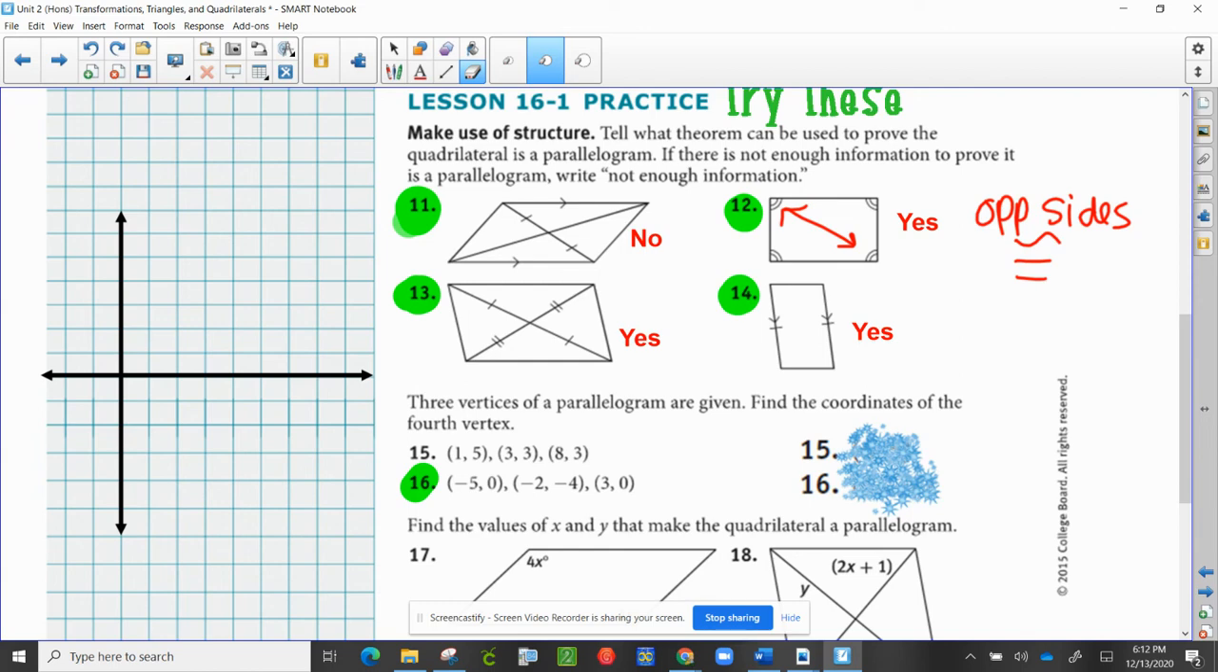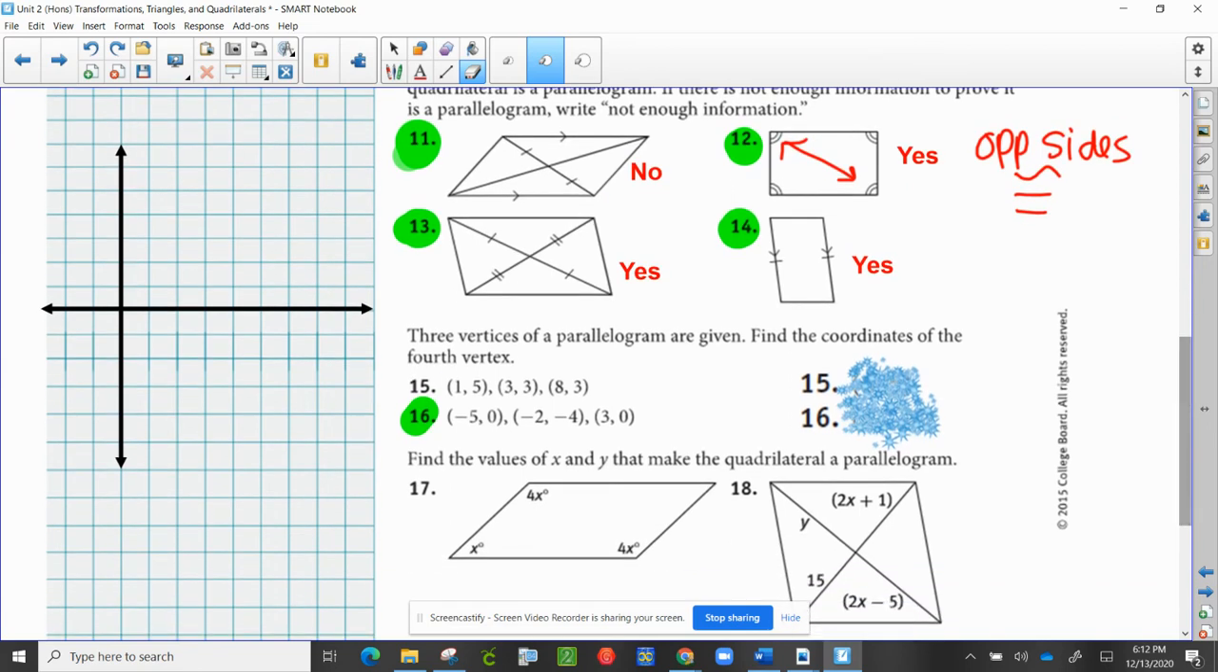Okay, so I'm going to go over 15 because there's no problem like this really in the book, but we're giving 3 vertices of a parallelogram and we have to find the 4th one. So I'm going to do 15 for you and then you guys can try 16 on your own. But I'm going to plot these points. It's easy if you have a graph, so if you want to draw one in for yourself on the side, it'll be helpful. So there's 1 point. Then we have 3, 3, and 8, 3. So there is our parallelogram.